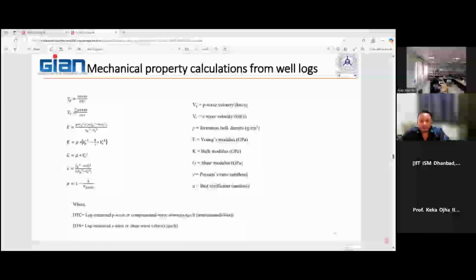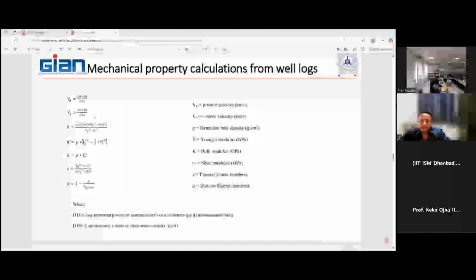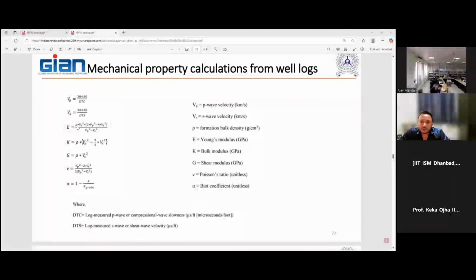Okay, so if you have the log data, then you also have the density data from the log. Density is mainly given in grams per cubic centimeter. So using this formula, rho times Vs squared and so on, you get the Young's modulus. And from this formula you can get the bulk modulus, and from this formula you will get the shear modulus of the rock. This is the Poisson's ratio. And in the Poisson's ratio you don't need any density. You can just use the VP and VS and get the Poisson's ratio.